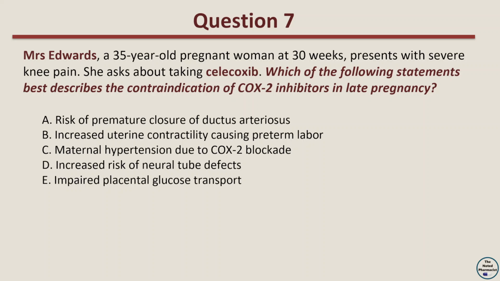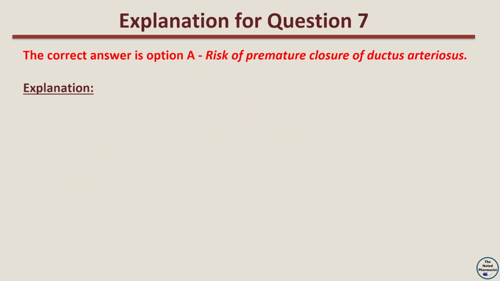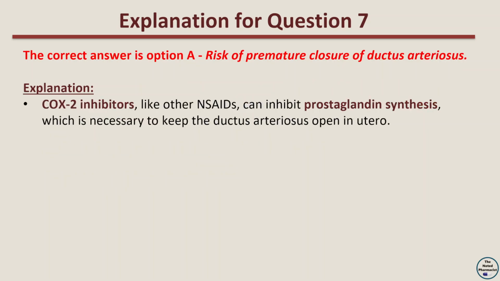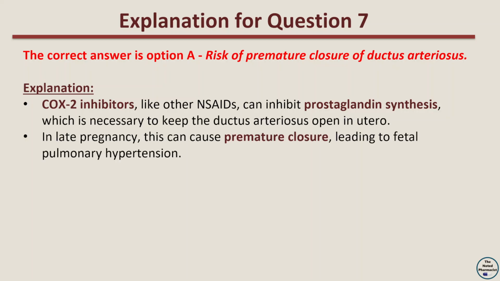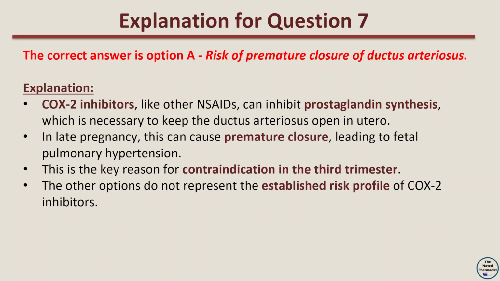The correct answer is option A. Risk of premature closure of ductus arteriosus. The explanation is that COX-2 inhibitors, like other NSAIDs, can inhibit prostaglandin synthesis, which is necessary to keep the ductus arteriosus open in utero. In late pregnancy, this can cause premature closure, leading to fetal pulmonary hypertension. This is the key reason for contraindication in the third trimester. The other options do not represent the established risk profile of COX-2 inhibitors.